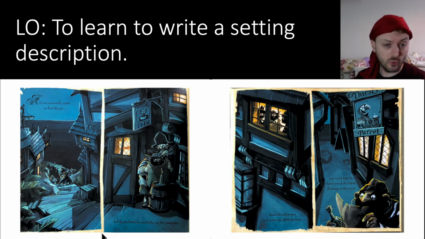So first of all, let's look at what the book had already got. We've got these 2 pictures here. Well, 4 pictures really, isn't it? There's one over there, and then there's those 2 here, so 4 pages. It was unusually quiet in Port Royal, but if you listened carefully on the quayside, down the alleyways and in the candlelit taverns, you could hear the faint sound of a fiddle floating on the wind.